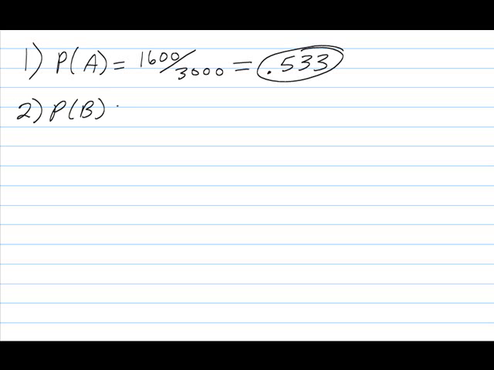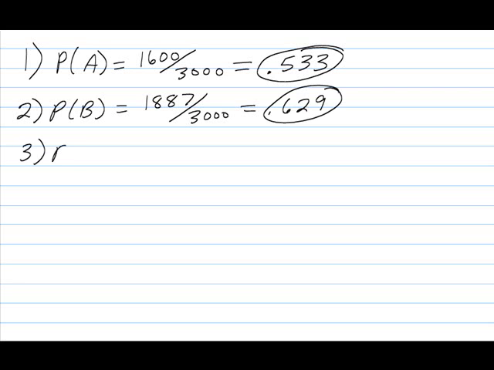If we calculate the probability of B here, the probability of B is that the student chooses math. So there are 1,887 students who chose math out of the 3,000, which is a probability of 0.629.